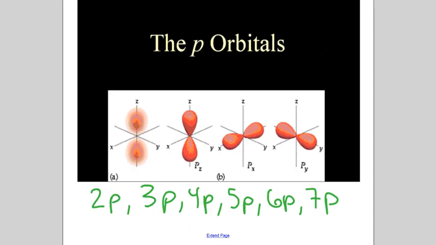The p orbitals have a slightly different arrangement to them. So they are kind of a figure 8 pattern, and they can arrange either on the z-axis, the x-axis, or the y-axis. So you can have 3 different p orientations. And then, of course, just like s's, you can have different energy levels. So those energy levels range from 2, 3, 4, 5, 6, and 7. You'll notice there is no 1p energy level. So unlike s's, it cannot exist in the first energy level, but it can in the upper ones. And again, it's just a probability likelihood of it being somewhere in this figure 8 shape.